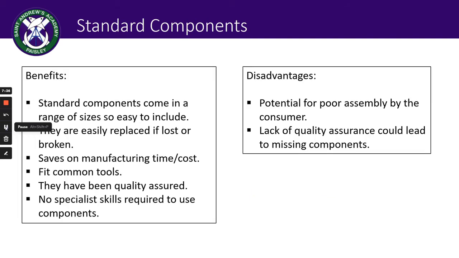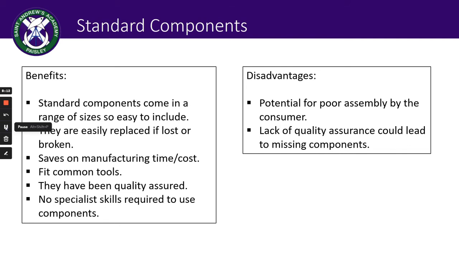So the benefits of using standard components is that they come in a range of sizes. So when you're designing a product, it's easy to include them, and you can look at what standard sizes are available and make your best choice. It also means that if they're lost at any point or damaged, then you can easily get a replacement. And this is really good in terms of environmental impact, because it means that products can be fixed rather than just binning them and buying a whole replacement.